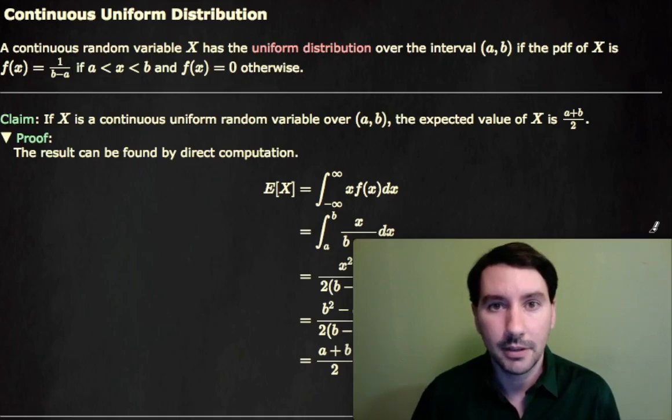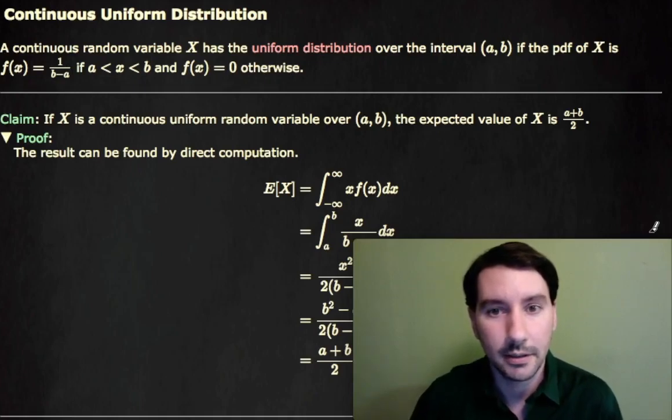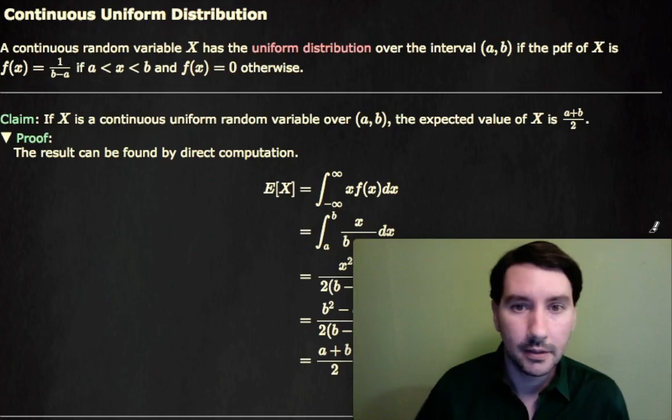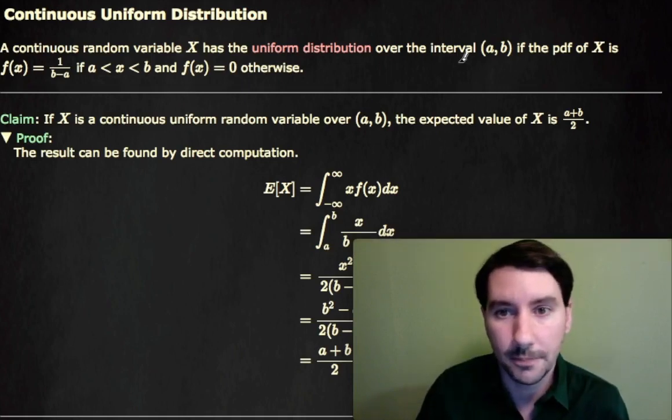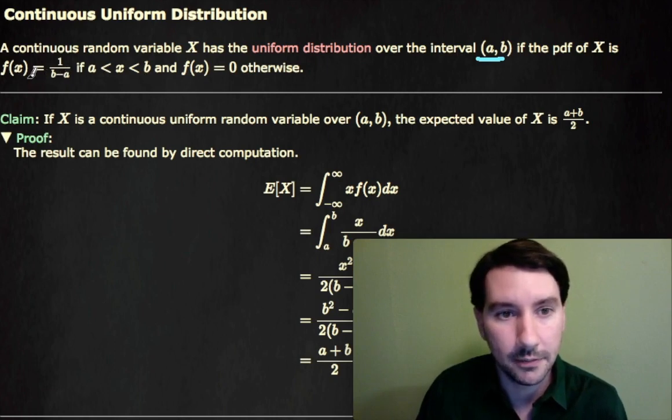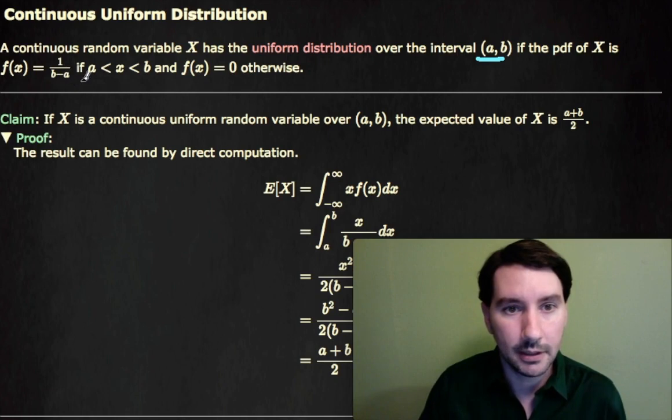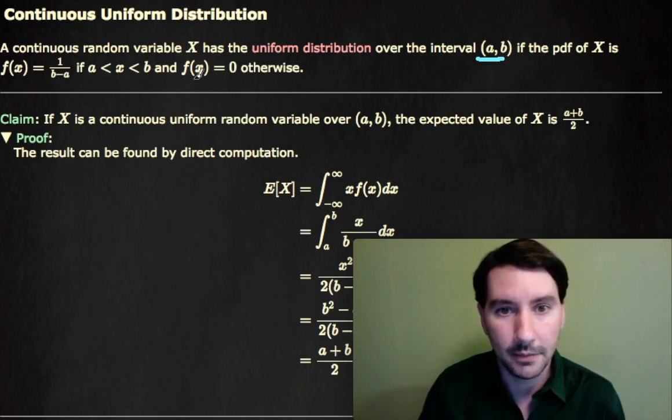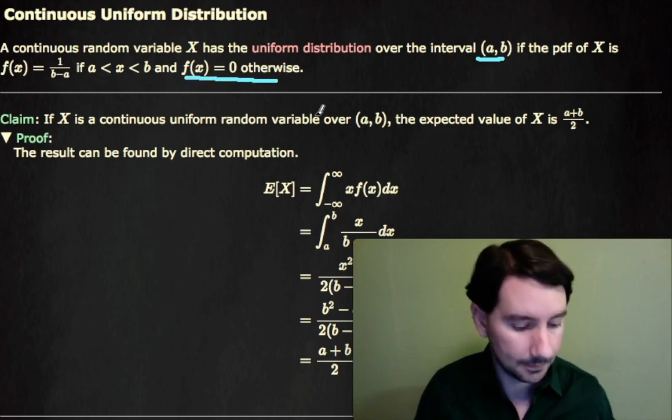In this lesson, we're going to talk about two common continuous distributions. The first is the uniform distribution over an interval [a, b]. So X is uniform over the interval [a, b] if it has PDF f(x) = 1/(b − a) for x between a and b, and f(x) = 0 otherwise.